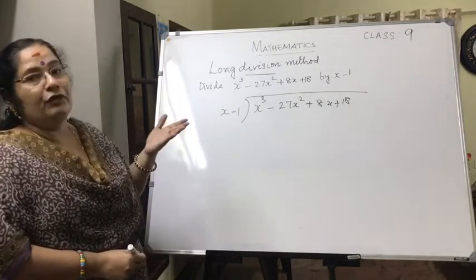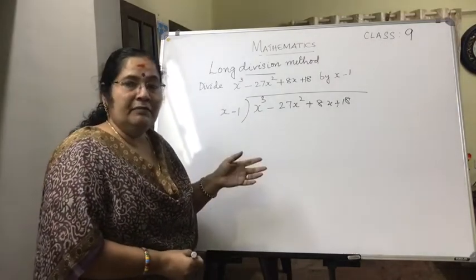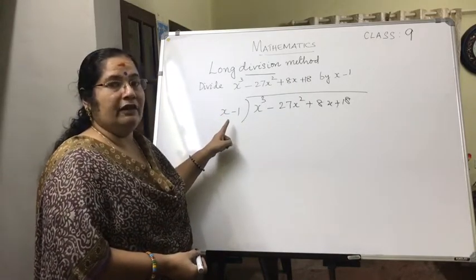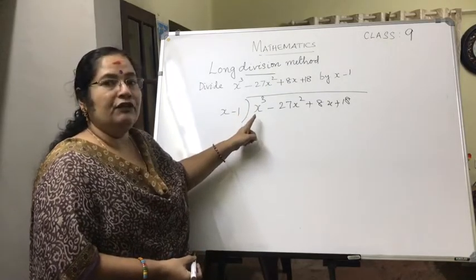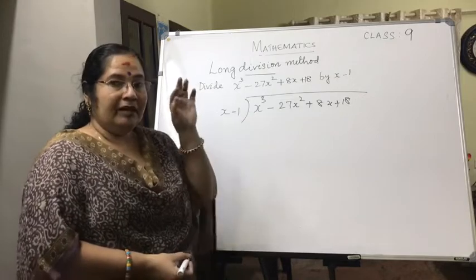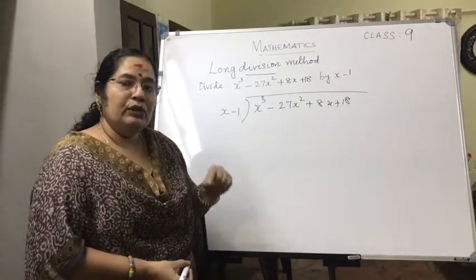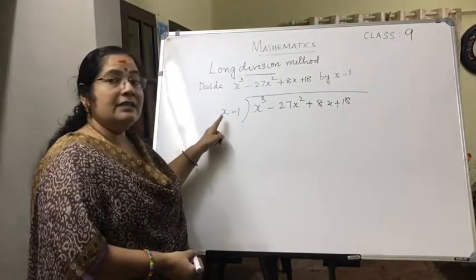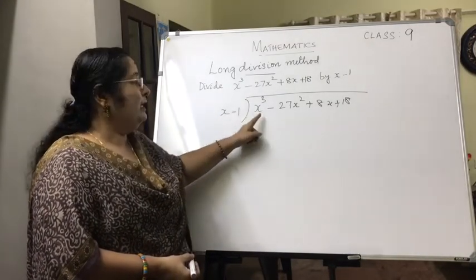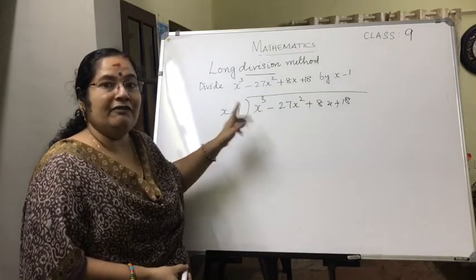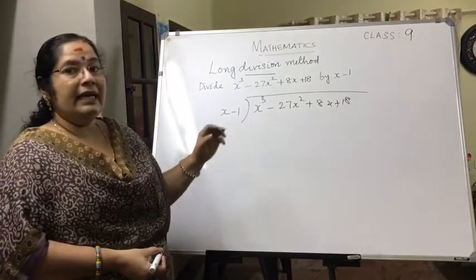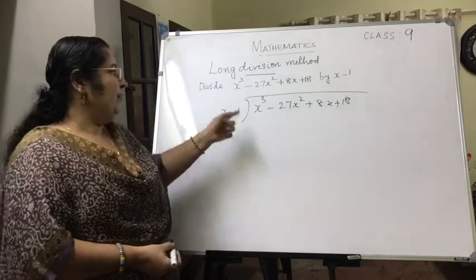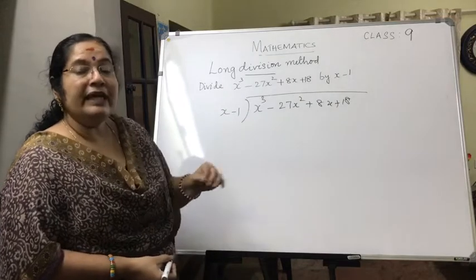Now the next step is to find a term which when multiplied by the first term of the divisor will give you the first term of the dividend. I may repeat the statement once again. You are going to find a term which when multiplied by the first term of the divisor will give you the first term of the dividend. So what is the term here? x cube. Here the term is x. So you will have to find a term which when multiplied by x will give you x cube.